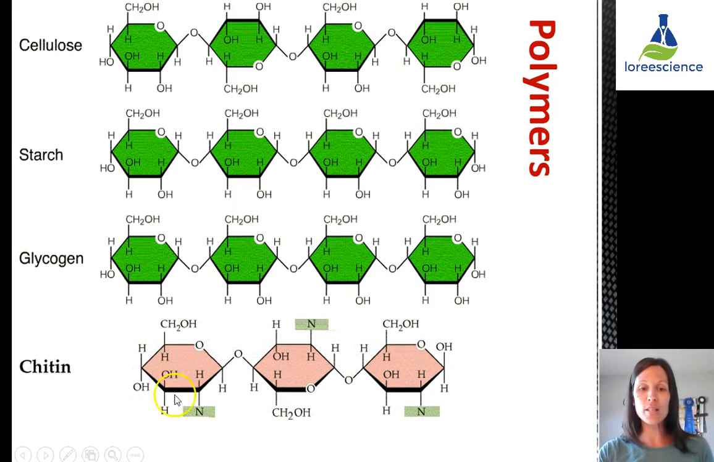Chitin looks very similar to the others, noticing it has alpha and beta glycosidic linkages. The difference is there are nitrogens present as well. Chitin is used in the exoskeleton of many types of crustaceans, such as lobster. It is mainly a structural carbohydrate, and it gives them that structure, that skeleton, that allows for the protection.